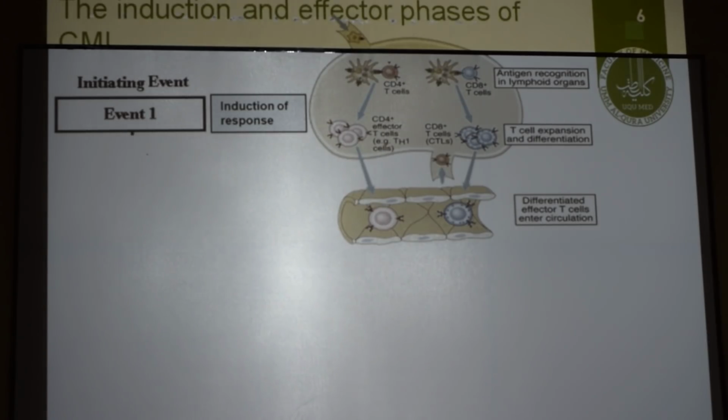Number one is MHC class 1 to CD8 and MHC class 2 to CD4. That's number one. Number two was co-stimulatory signals, B7 with CD28, and then the third step was cytokine production. And as a result, what will happen? Differentiation and proliferation.